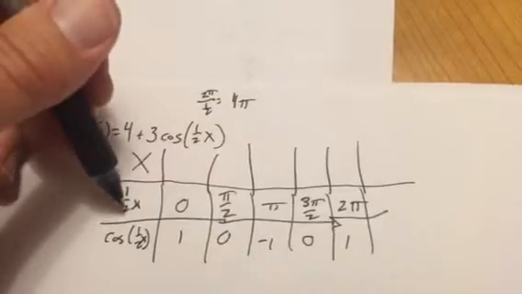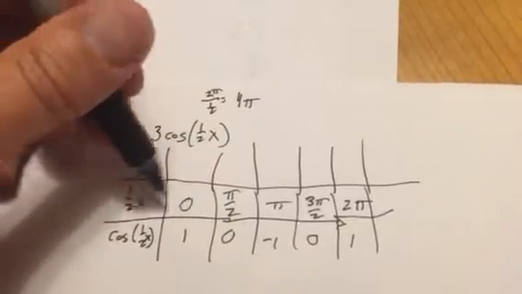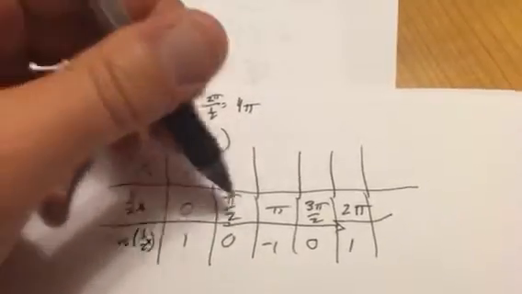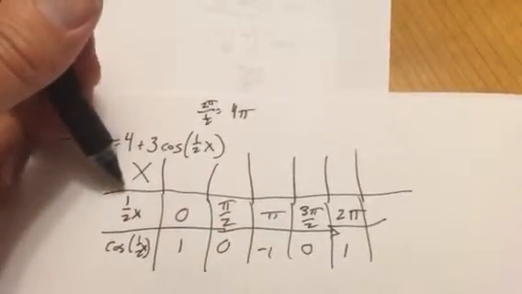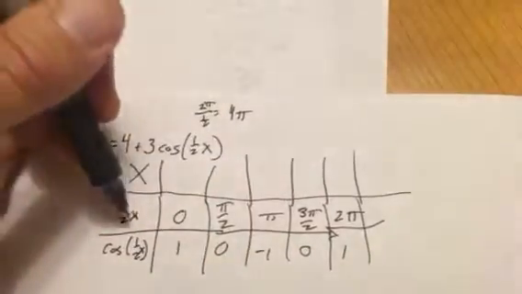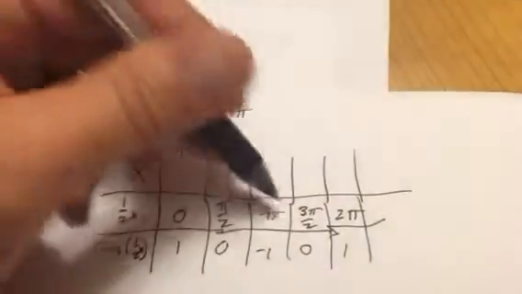So basically what I'm saying is 1/2 of x equals 0. 1/2 of x equals pi over 2. 1/2 of x equals pi. So to figure out what x is, I'm just going to multiply everything by 2. It's like I'm solving a bunch of equations. 1/2 of x equals something, multiply by 2 to know what x is.